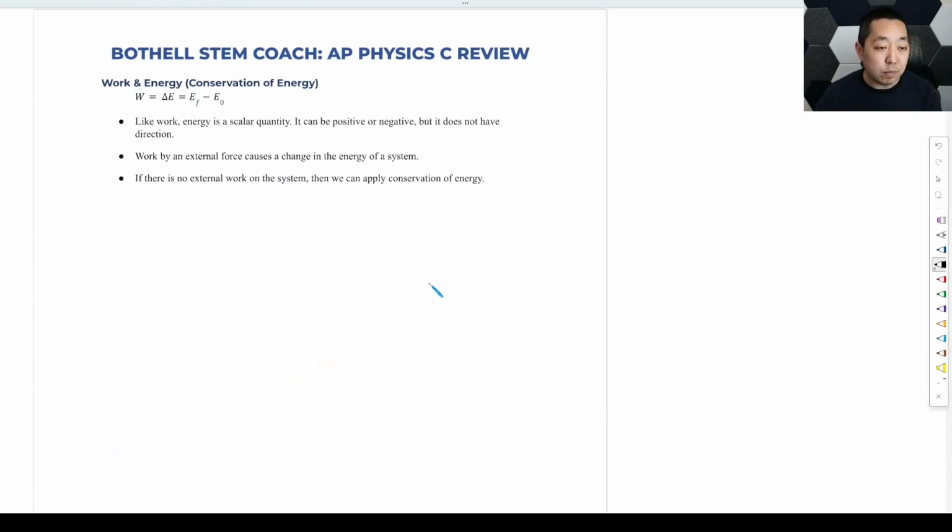And the key part is that work causes a change in energy. Work is a scalar quantity, and it can be positive or negative. We cause a change in energy in the system. If there's no external work, that means if the work is zero, then we say the change in energy is zero, and that is when we apply conservation of energy. This is our key equation for this unit: work being zero implies the change in energy is zero. That is conservation of energy.